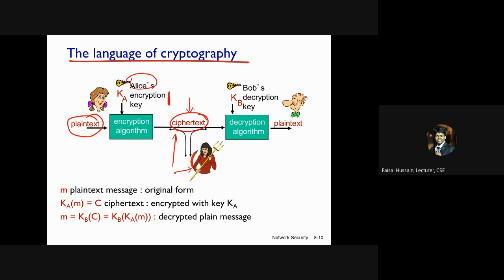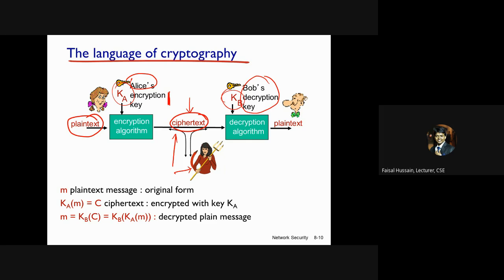she cannot understand anything from this message. Okay, so the message integrity is kept. On Bob's side, Bob has a decryption key. Alice's encryption key and Bob's decryption key are related, so this KA and KB are related. We will see that for different types of cryptography, the relationship between KA and KB will be discussed later on.